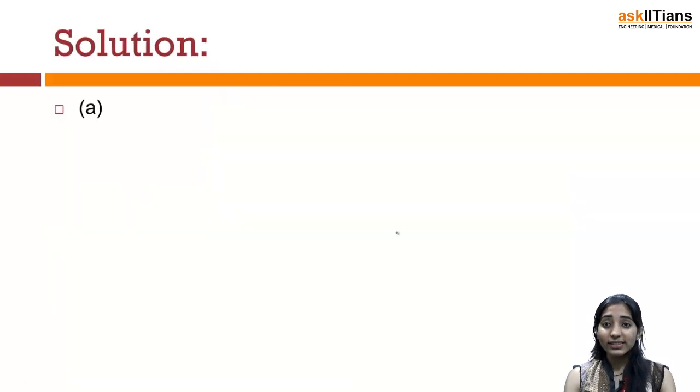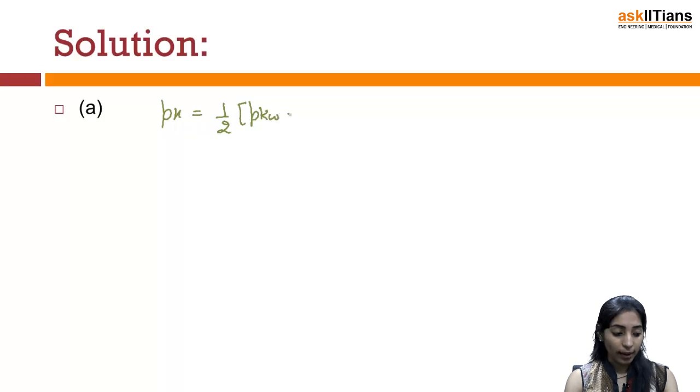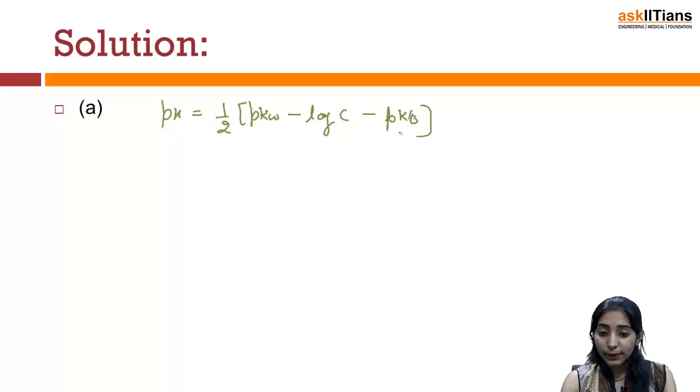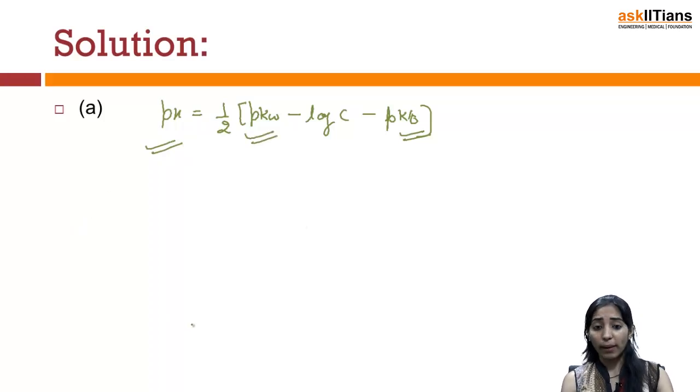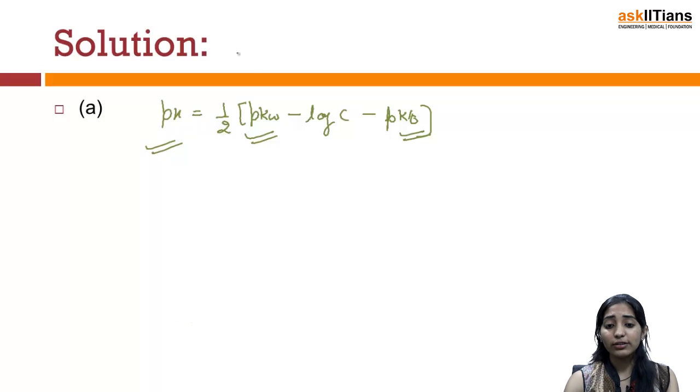5.13. Now this is again the case which we have already considered in the discussion, so we can always write down the pH as half of pKw minus log of C minus pKb. Now the pKb value has been given to us, the pH has been given to us, we know the Kw for water, which is 10 to the power minus 14. If I put all these values, I will be able to get the concentration of NH4Cl that should be taken.